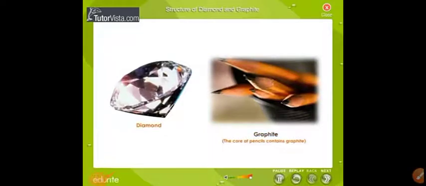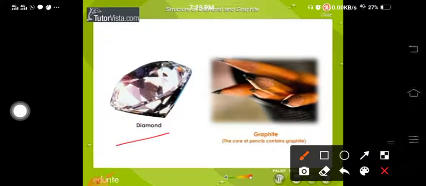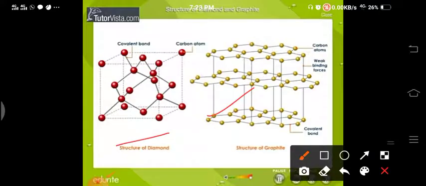We'll go through this video. In this video, you can observe everything very clearly. This is the diamond and this one is graphite. The lead of a pencil is graphite. So here we can say that it has a different structure, and here you can observe the structure of diamond. A carbon atom has a covalent bond. You can observe the covalent bond. Everywhere carbon has a covalent bond.